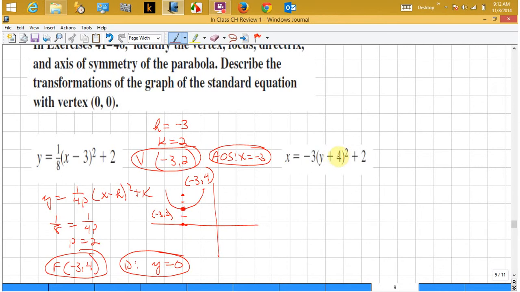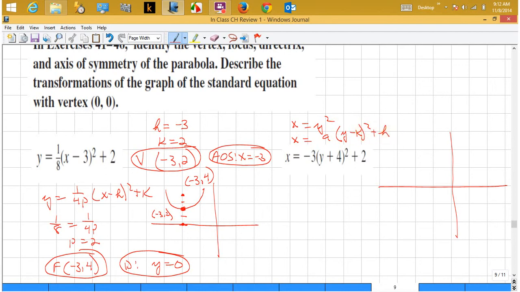The squared term here is y, so this is going to be a parabola that opens left to right. So let's draw a quick little diagram of it. It's going to have the vertex. Now, let's be careful here, because this is going to have the general form of x is equal to y squared, and then when I add in a shift, it's going to be x is equal to a, which will be 1 over 4p, (y minus k) squared plus h.